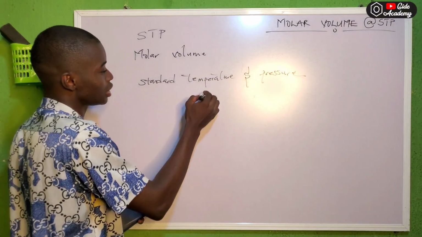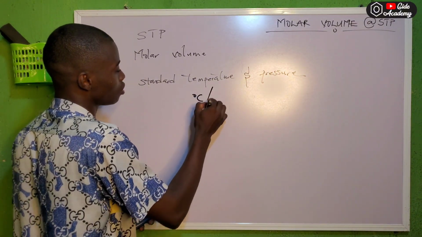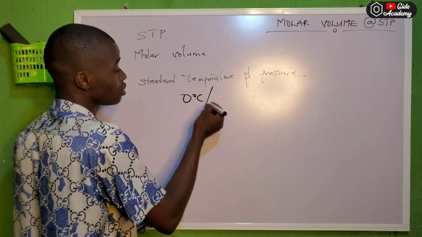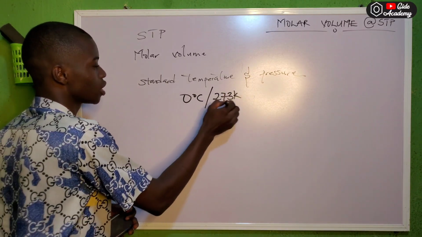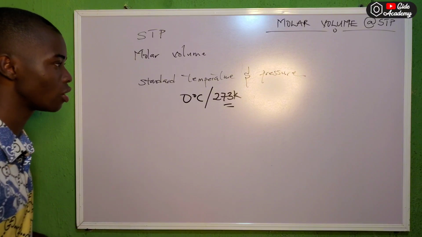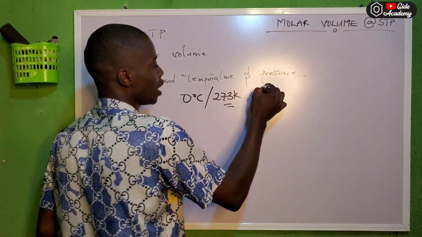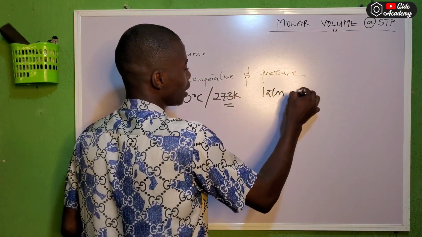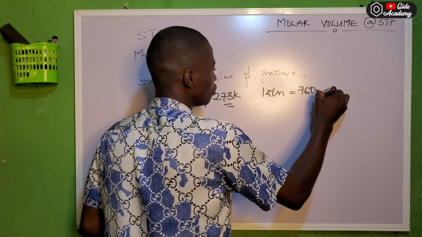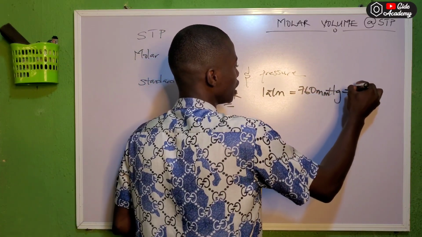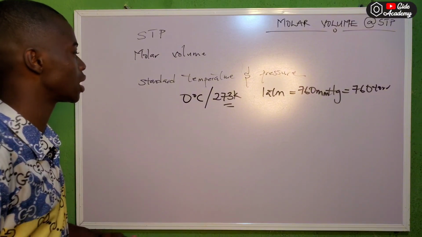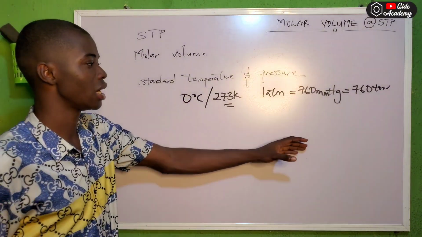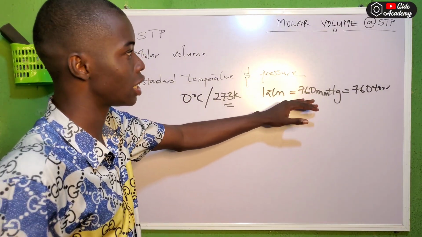Then we already know that our standard temperature is 0 degrees Celsius or 273 Kelvin. But in most cases we are expected to calculate using Kelvin. Then for pressure we have 1 atm, which is equivalent to 760 millimeters of mercury, which is also equivalent to 760 torr. So that is for standard temperature, and this is for standard pressure.